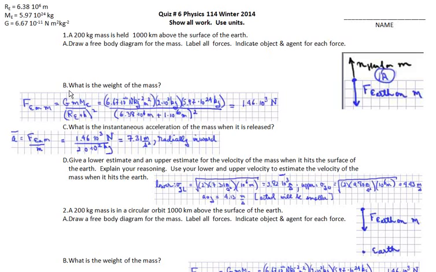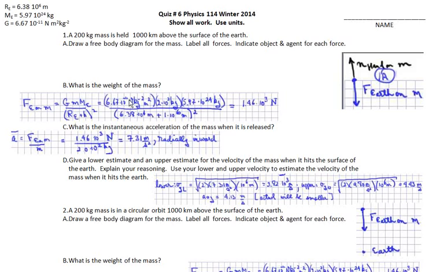So part B asks for what the weight of the mass is, and the weight of the mass in this situation is simply the force of the Earth on the mass. To do that, you need to use Newton's law of gravitation, which is G times little m, the mass of the little mass, times the mass of the Earth, divided by the radius of the Earth plus the distance away from the surface of the Earth. This number right here is the distance the mass is away from the center of the Earth.